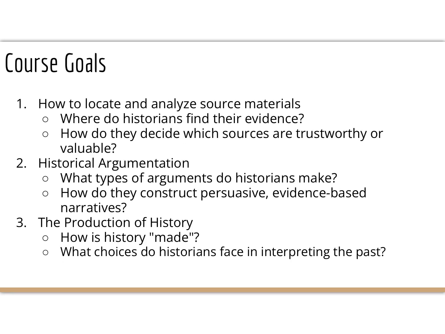So as an introduction to this course, some of the goals that we'd like to achieve is to learn how to locate and analyze source materials. So where do historians find their evidence? And how do they decide which sources are trustworthy or valuable? We'll also learn historical argumentation. What types of arguments do historians make? And how do they construct persuasive and evidence-based narratives? And then finally, the production of history. How is history quote-unquote made? What choices do historians face in interpreting the past?